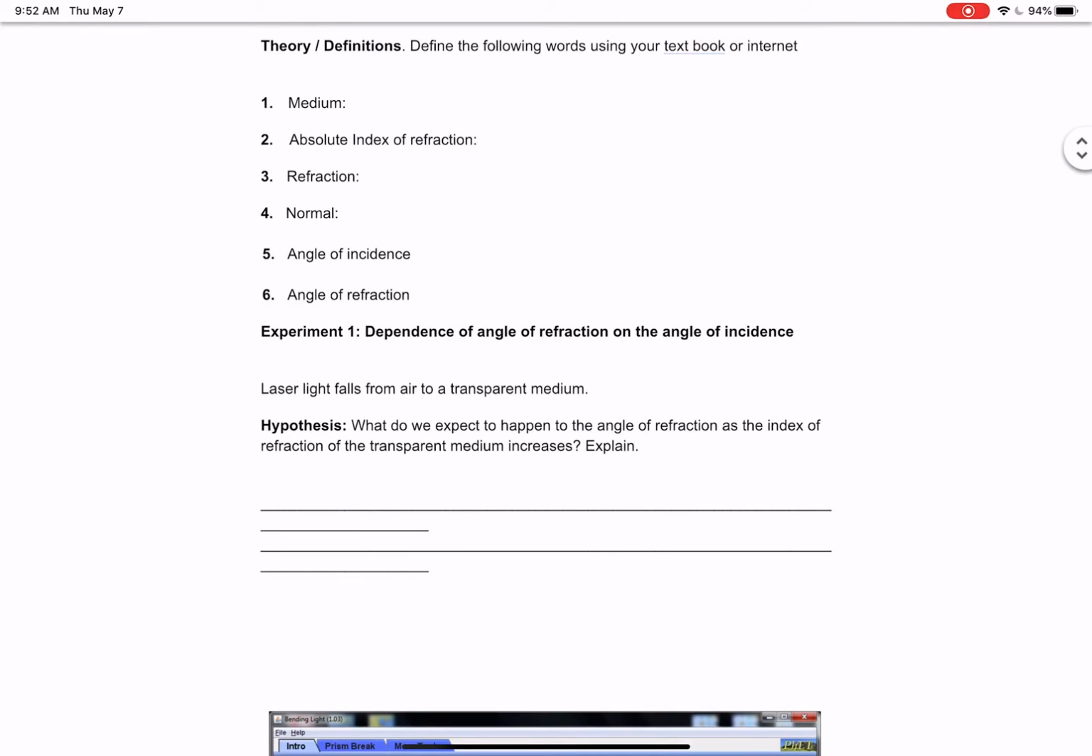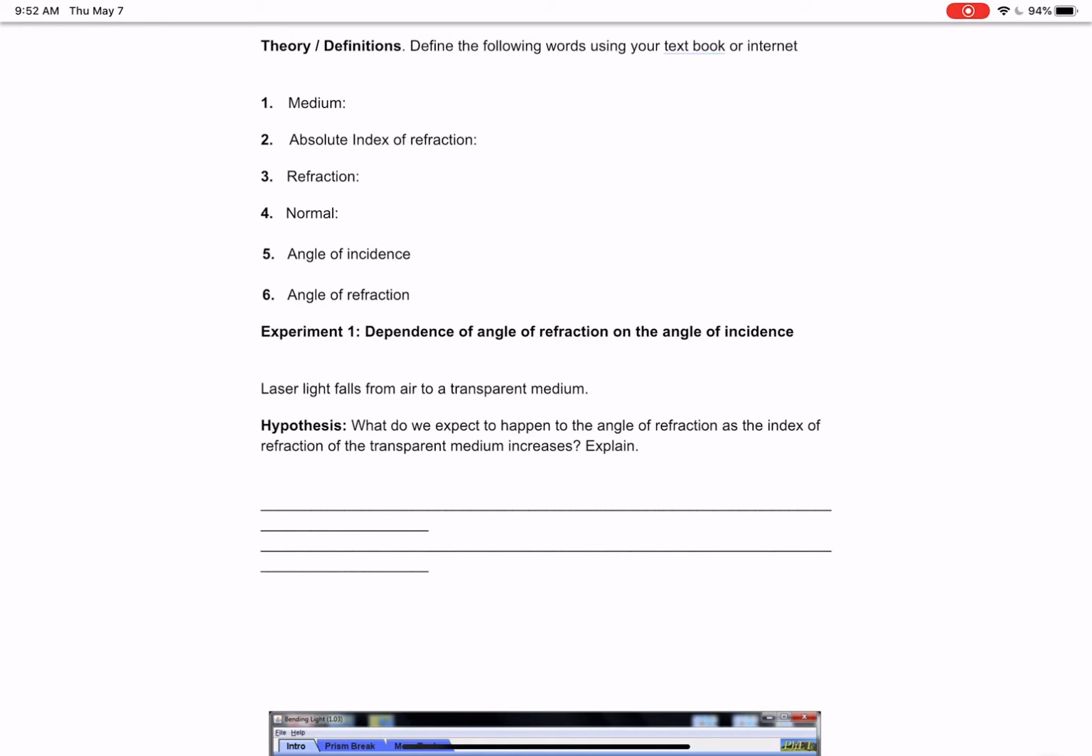So to start off, you're going to do theory, the definitions, so you can use your textbook or the internet. So what is a medium? Absolute index of refraction. What is refraction? What's normal? Not like normal, like, oh, that guy's normal or not. I mean normal in terms of Snell's Law, because that does mean something very specific. It's a more sophisticated word for, well, I don't want to give it away. But once you get into higher level mathematics, instead of using the word perpendicular, they like to use normal. Anyway, I digress. So angle of incidence, angle of refraction.